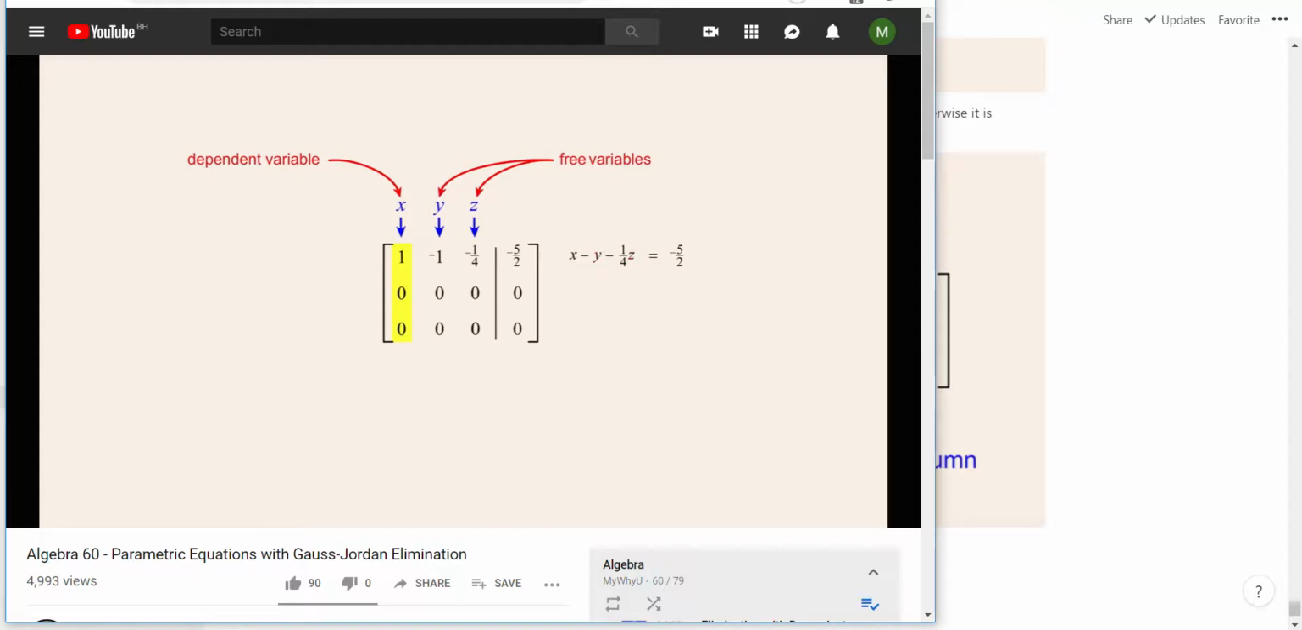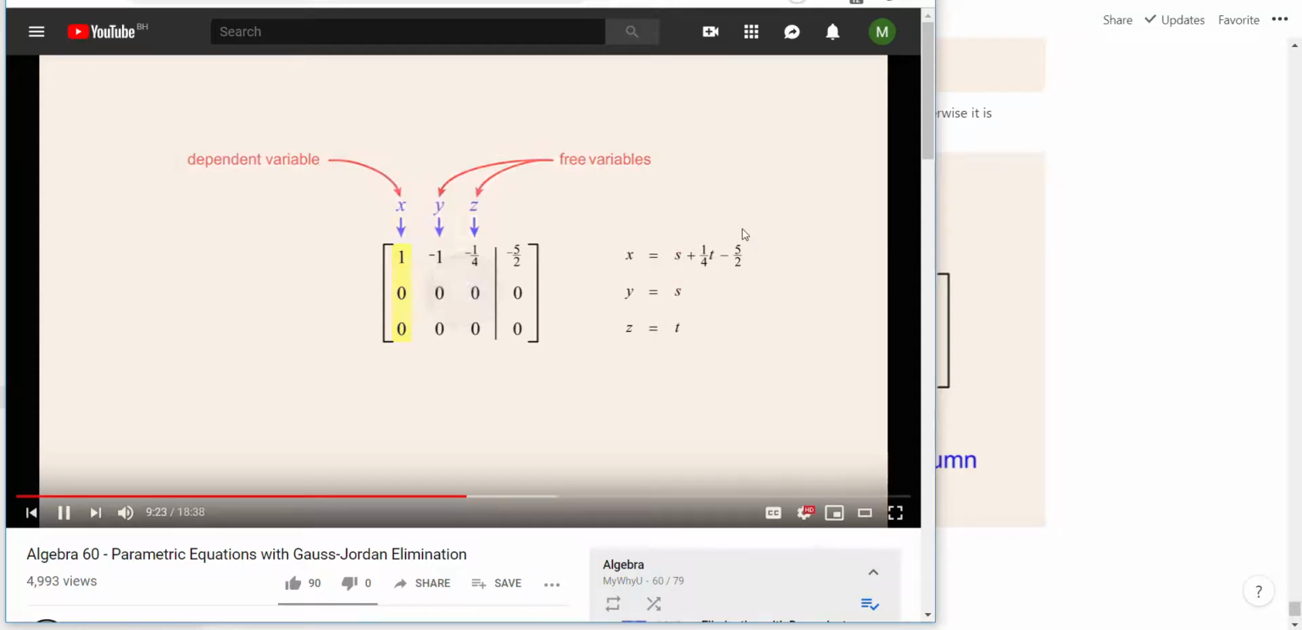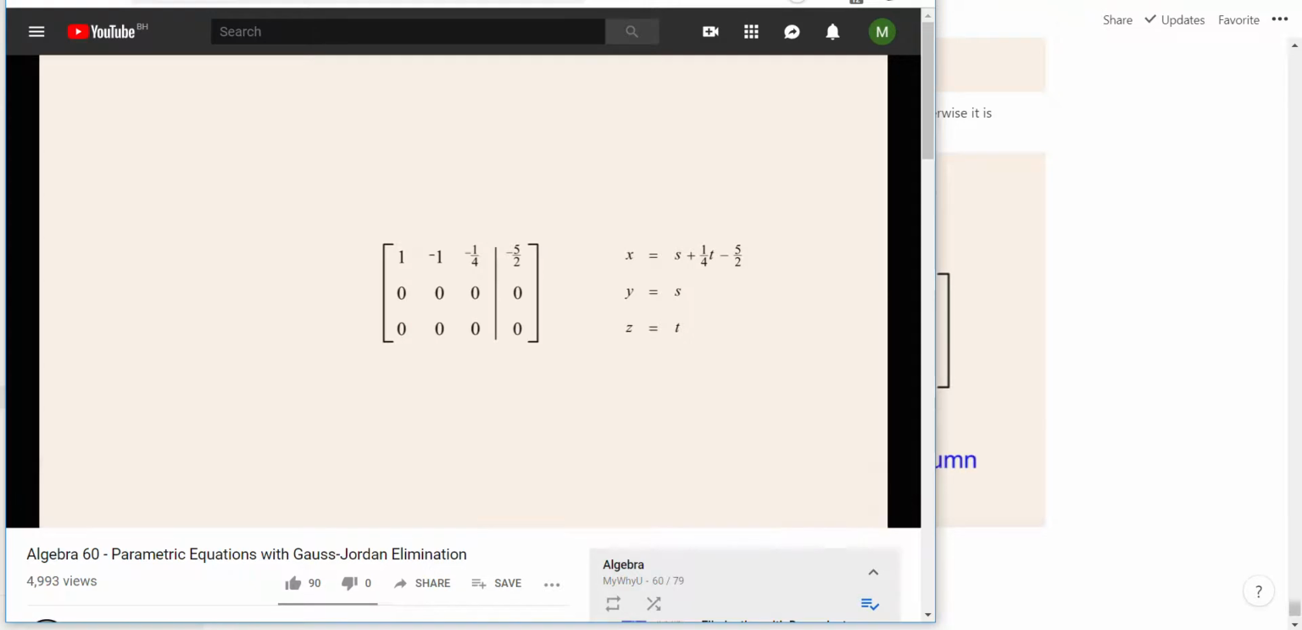Rewriting this equation so that the dependent variable x is alone on the left side, we then only need to equate the free variables y and z to parameters of our choosing. Let's call these two parameters s and t. We can then write the first equation in terms of s and t instead of y and z. The solution set of this system is now described by a group of parametric equations, which express each of the three variables as functions of the two parameters s and t.